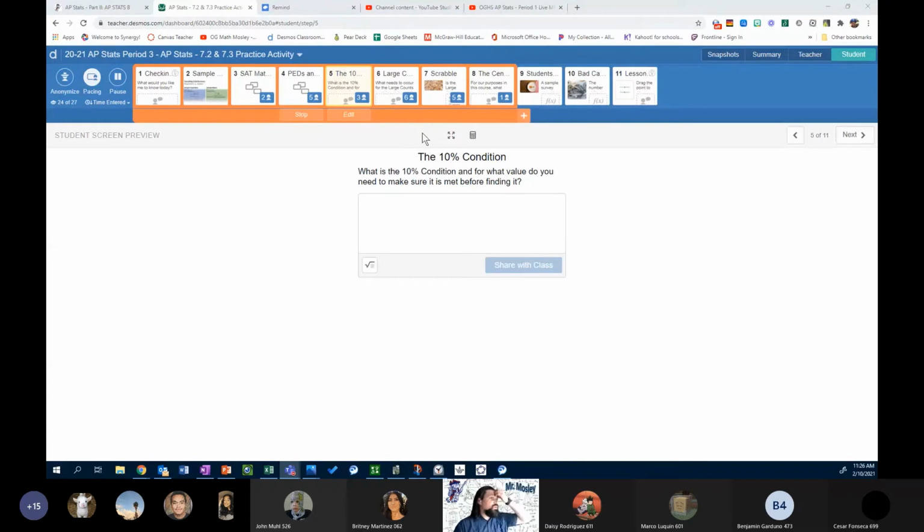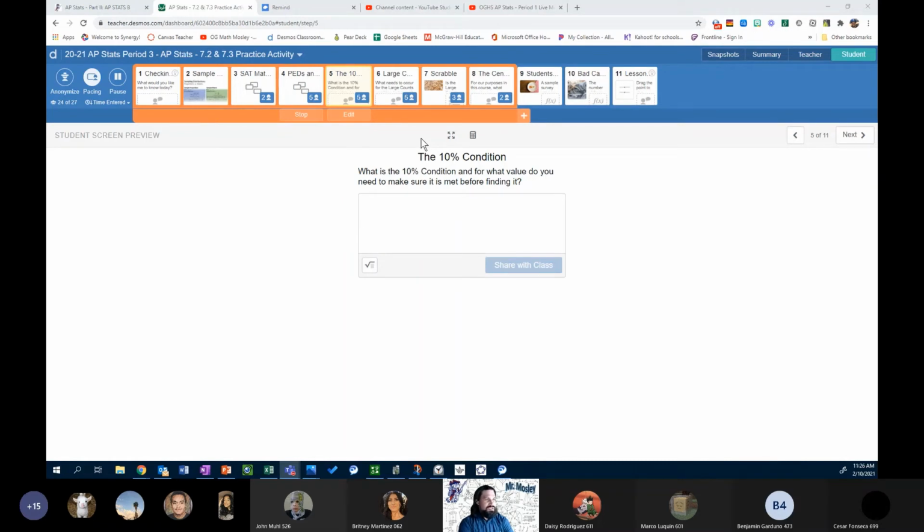So the 10% condition, what is it, and for what value do you need to make sure it is met before finding it? Many of you who responded to this question had it correct. The 10% condition says that we need to have a sample size that is less than or equal to 10% of the population. I saw many responses that were right along those lines, so that is excellent.